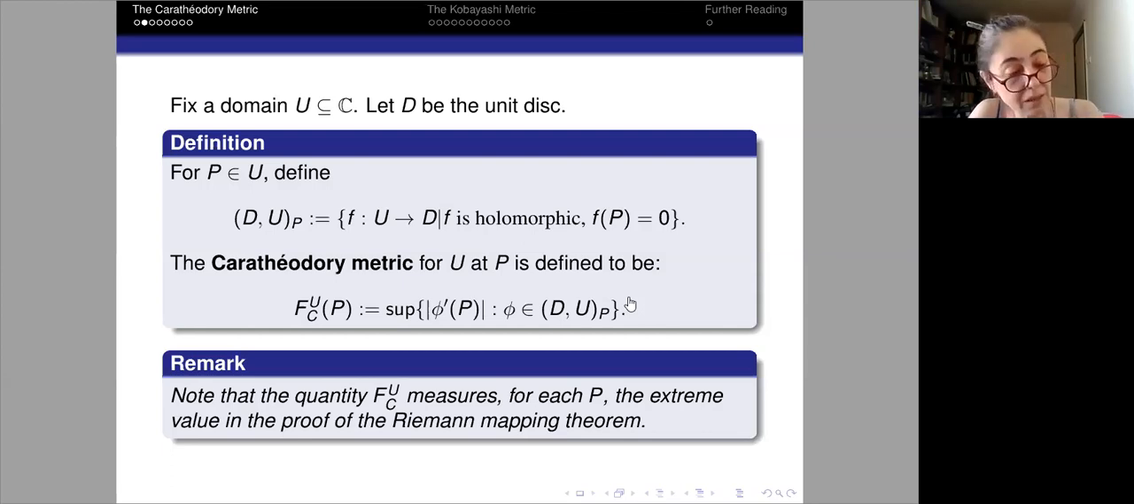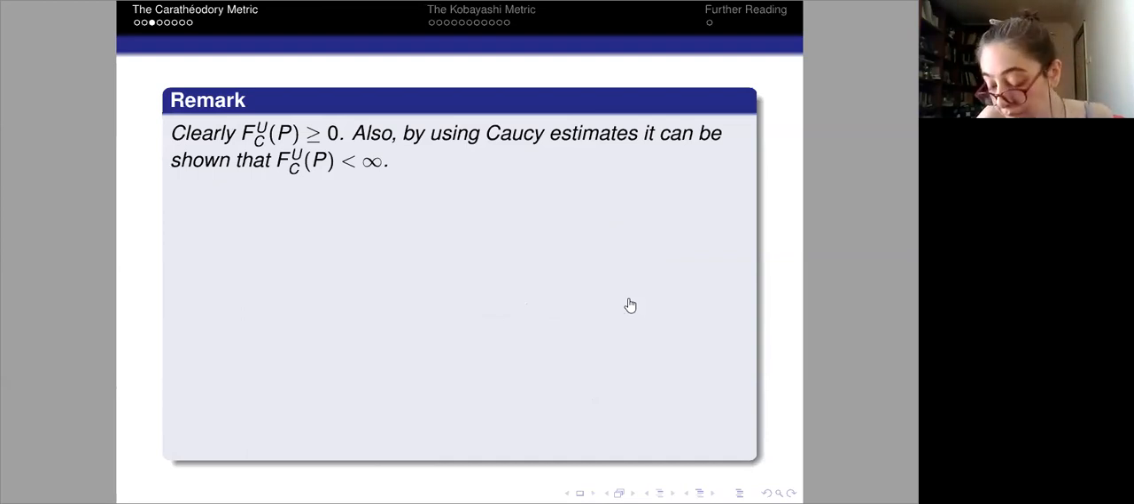Now, if you check that, you see that this quantity F sub U of P actually measures, for each P, the extreme value in the proof of the Riemann mapping theorem. Since it is defined by the supremum of absolute values, it is always greater than or equal to zero. Also, by using Cauchy estimates, we can show that the value of this Carathéodory metric at any point P is less than infinity.